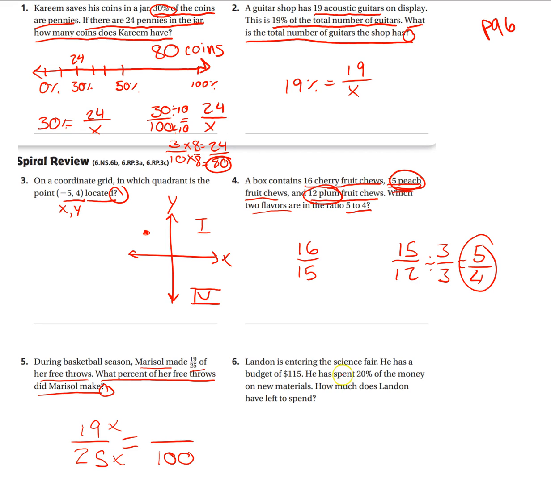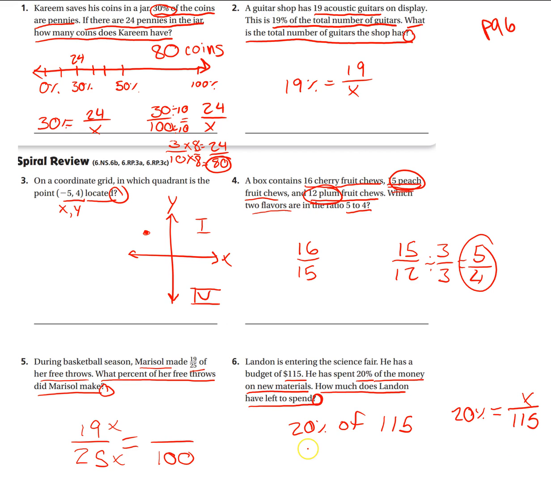Number 6, Landon is entering the science fair. He has a budget of $115. He has spent 20% of the money on new materials. How much does Landon have left to spend? So we're looking for 20% of 115. Now, we could use the same strategy that we learned today, but it would look a little bit different because 115 is the whole. So if you wanted to use that strategy, the 115 would be the denominator, not the numerator.